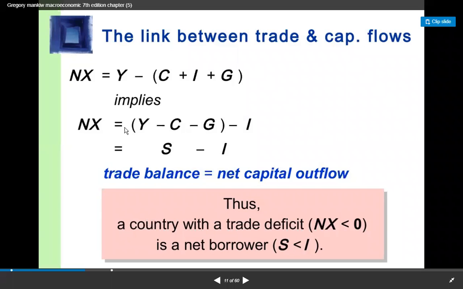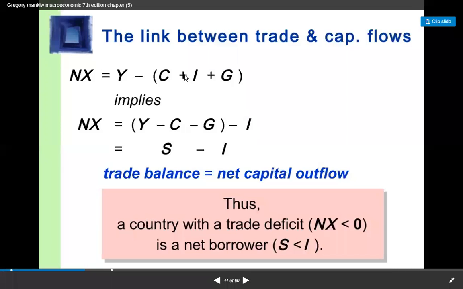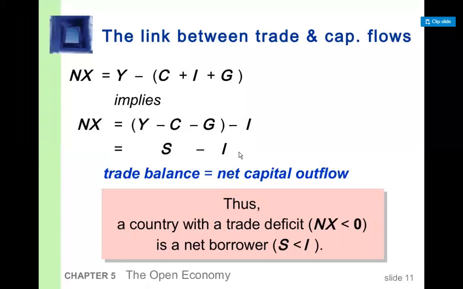Y minus C minus G, that is the saving. The total income से household consumption और government expenditure के बाद जो remaining amount होगी, saving. Definitely जो remaining amount होगी वही supply of loanable funds होंगे, वही invest होंगे foreign currency में. That is the saving minus investments. So net export is equal to net capital outflow.